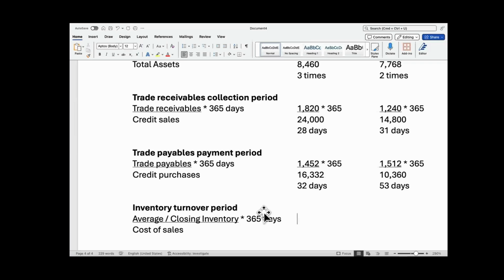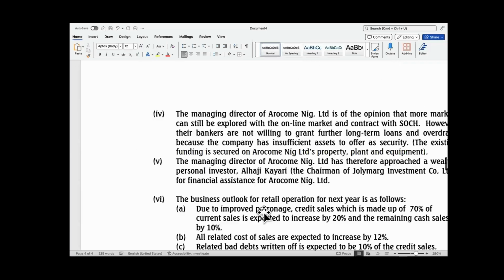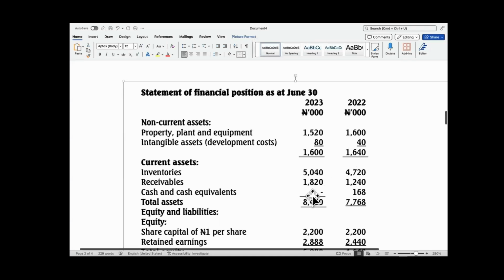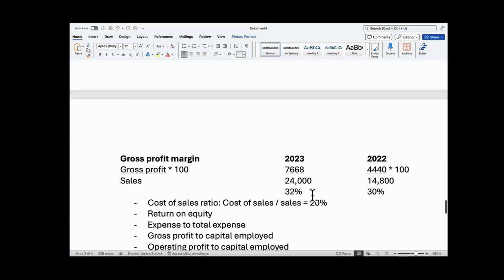And the reason it's easy in 2023 is that the inventory of 2022 becomes the opening inventory of 2023, while this 5040 becomes the closing of 2023. But in 2022 you have closing, you don't have opening. So in the exam, just use closing. In 2023, 5040. In 2022, 4720.